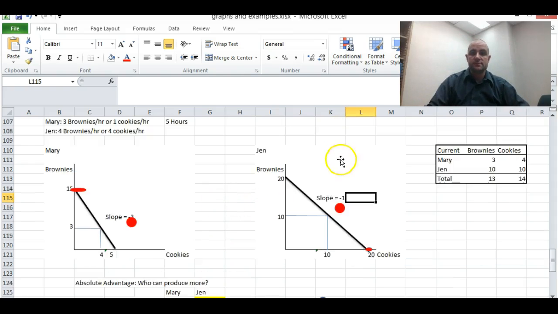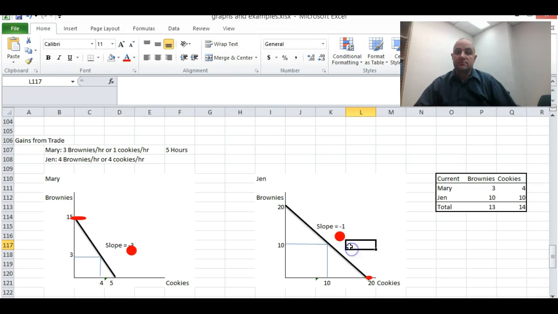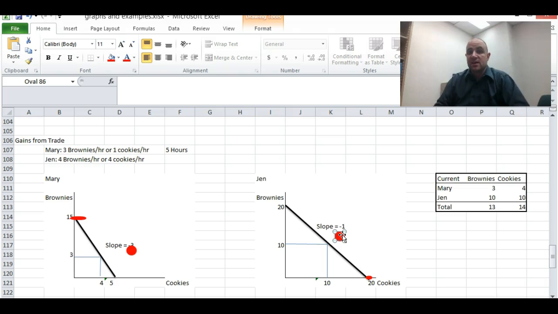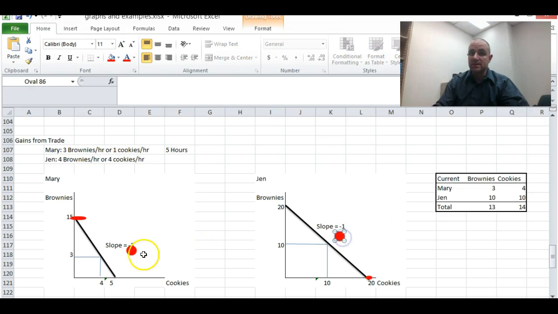Even though Jen had that absolute advantage, being better at making cookies and brownies than Mary, by working together they are both able to achieve these levels here. Now, if you recall the basic discussions about the production possibility frontier, we said that any area outside of one's own production possibility frontier was unattainable. Yet by working together, we are attaining it. Right? We're getting to that point. This explains the basic idea of why people don't do everything.